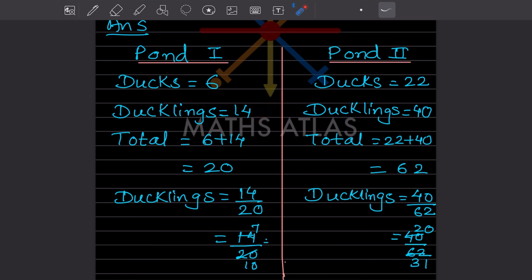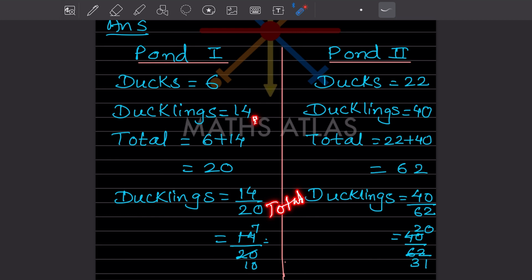We want a ratio. Ducklings is 14 out of how much? Total is 20. So always whatever that is total, that should be in the denominator. I will repeat, always the total will be in the denominator. So we want the ducklings. They didn't ask for the ducks. So then you will ask why the number for the ducks was given.